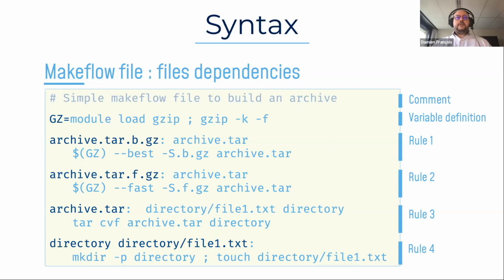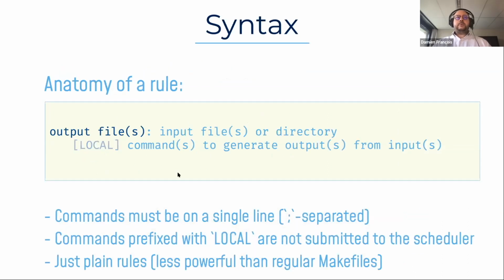So if we look a bit deeper at the anatomy of a rule, as I said, you have the output files, which are the targets, a colon, and then the input files or directories. Afterwards, you have the commands that will generate the output from the inputs. The commands must all be on a single line. This is by contrast with the syntax of Makefile, where you can have multiple lines in each rule. Here, only one line is allowed.